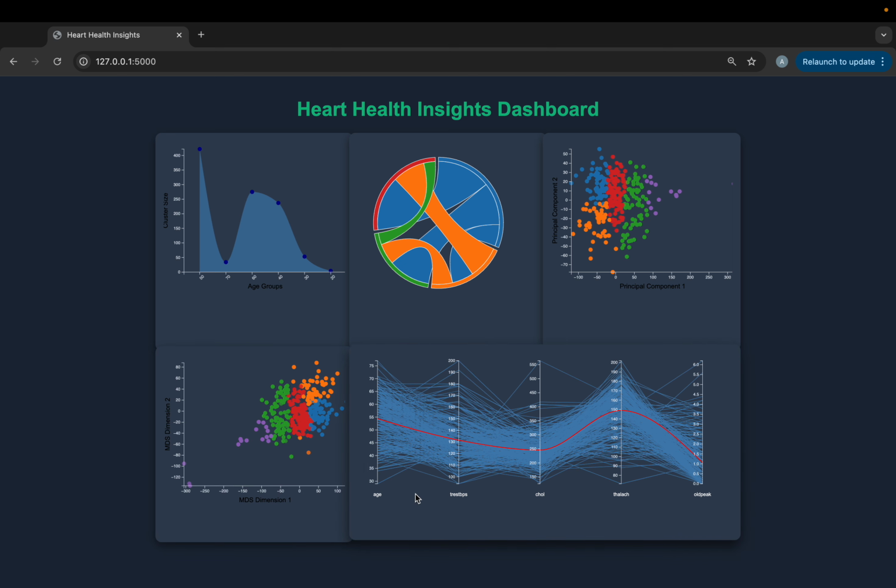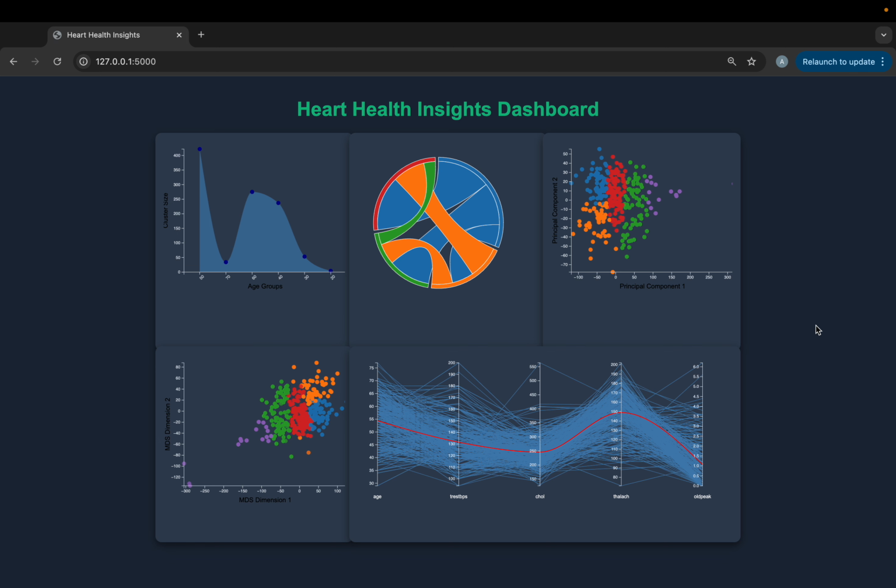The last and the fifth one is the parallel coordinates plot. This is the star of our show. This visualization maps multidimensional relationships, with the red trend line highlighting the averages. It reveals overarching patterns where clusters diverge and converge. Now these visualizations come alive through 5 distinct clusters, each represented by a color.